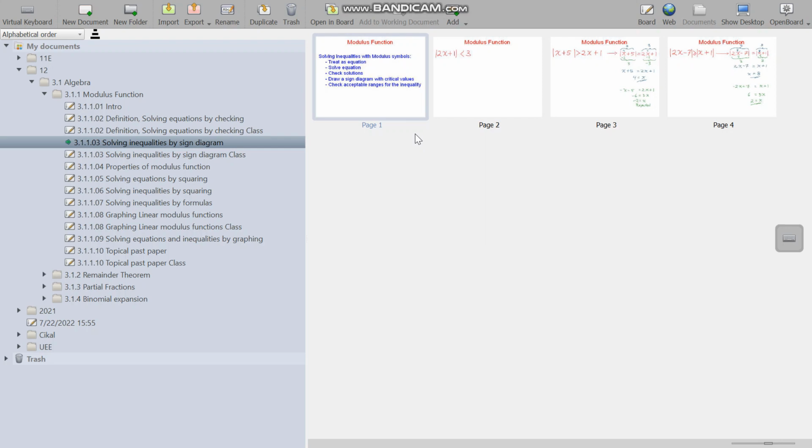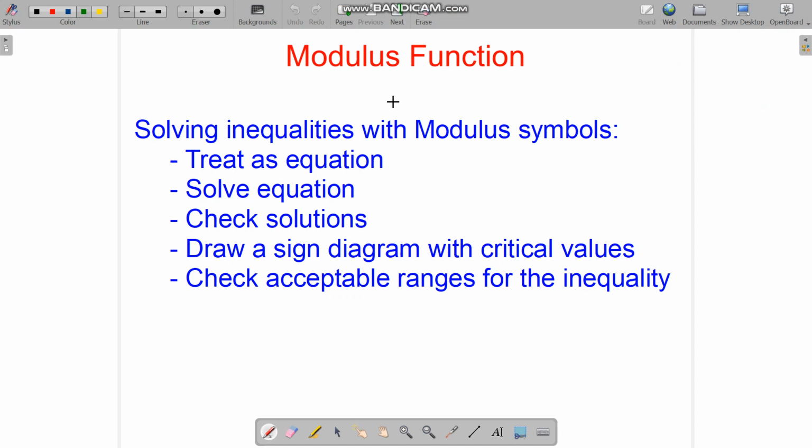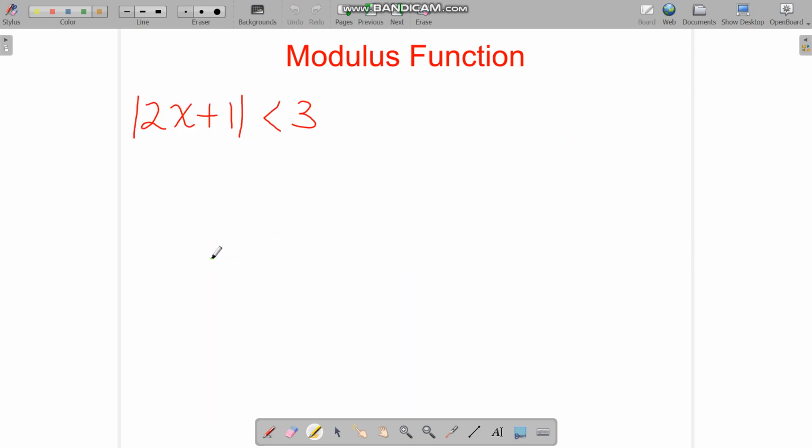Hello everyone, this video is about solving modulus inequalities. First step, treat as an equation and then solve the equation and then check the solutions. The first three steps are just the steps of solving a modulus equation. Draw a sign diagram with critical values, check acceptable ranges for the inequality. So that's the additional two steps.